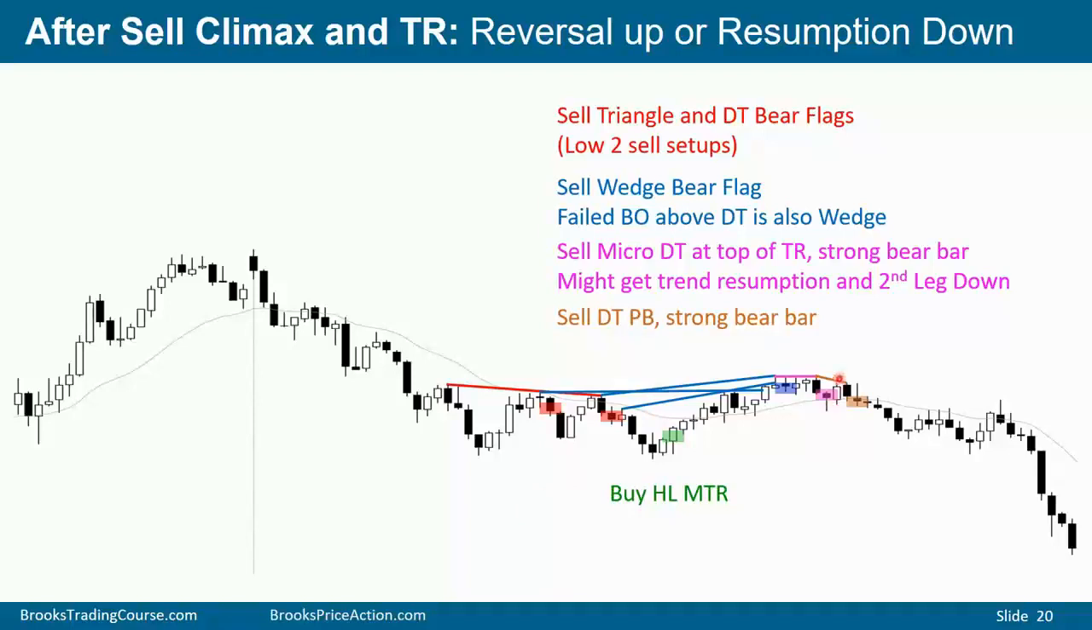We got a bear breakout, and then we're testing back above the sell entry price, the signal bar low. A lot of bears will sell below that test bar, below this bear bar, betting that the bears failed and that we're going lower.